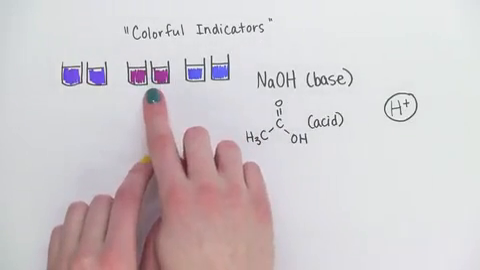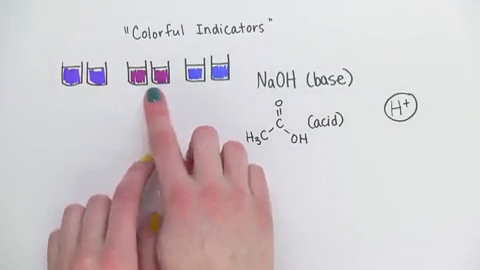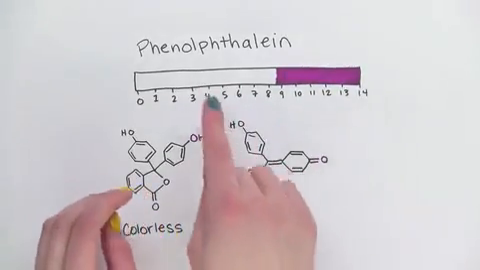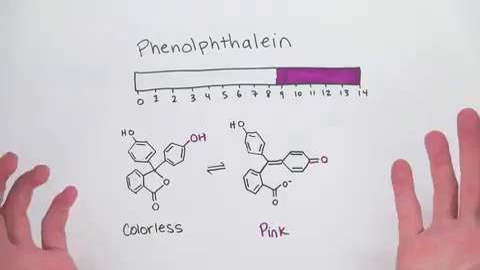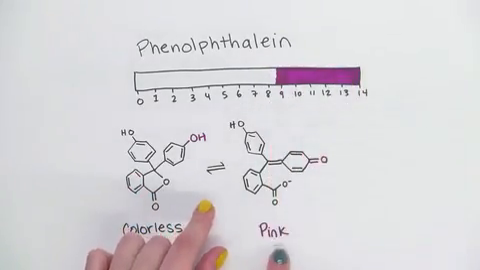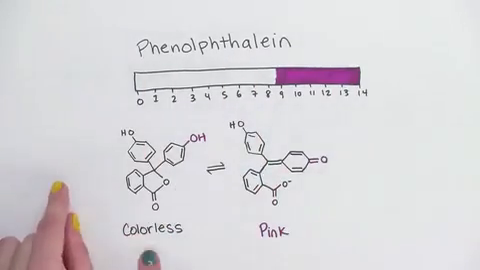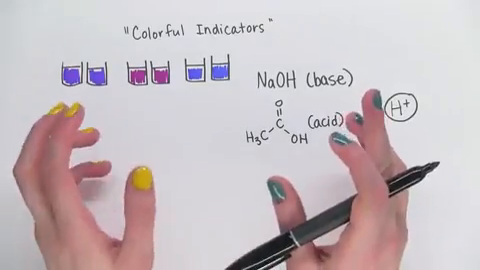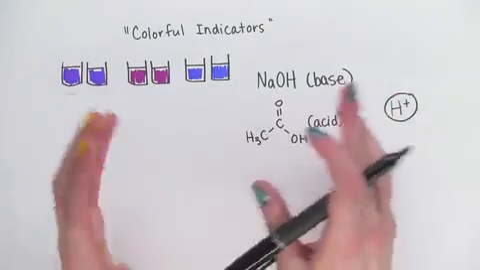All right, so now let's take a look at what's happening in the second set of cylinders that started off pink. The indicator in there is phenolphthalein. The same thing's happening as with our bromothymol blue, but this time, when the solution is basic, it's pink, and when it's acidic, it's colorless. But why does adding dry ice change the solution from basic to acidic?